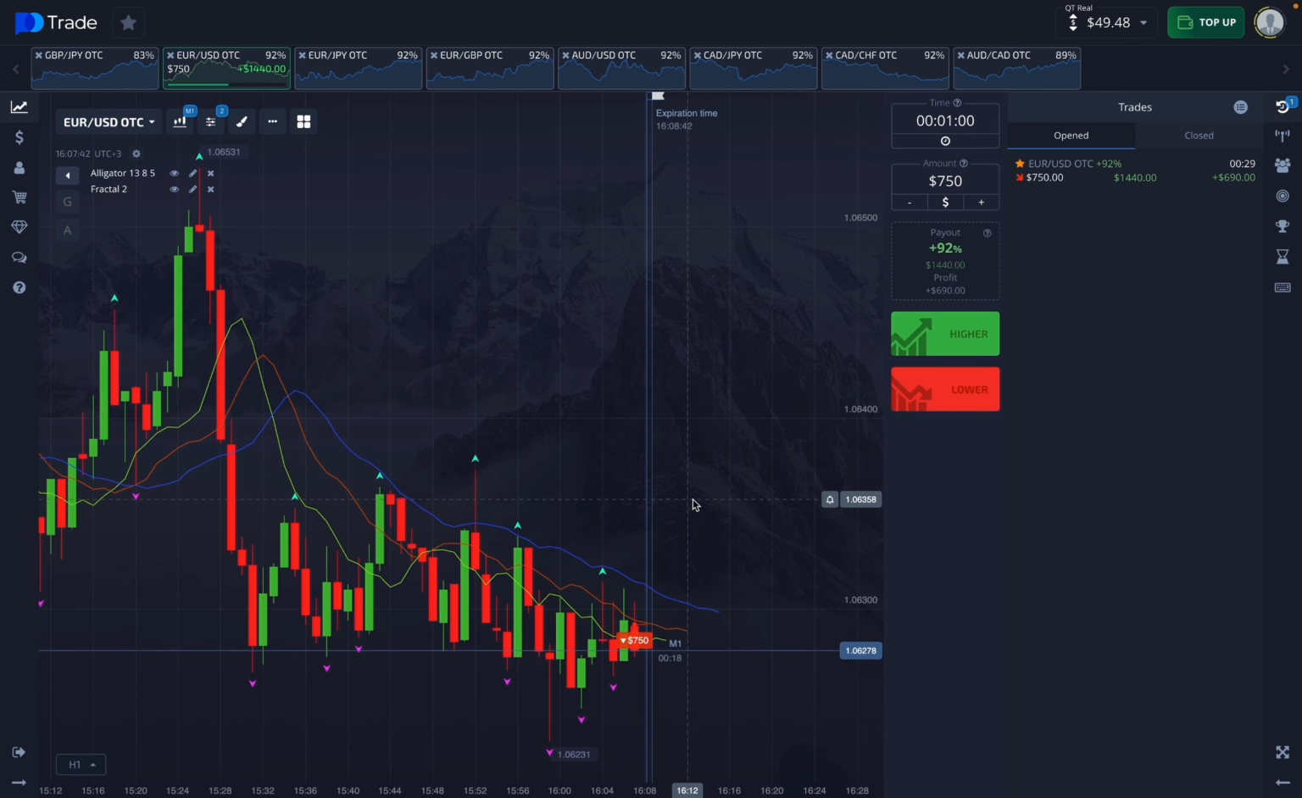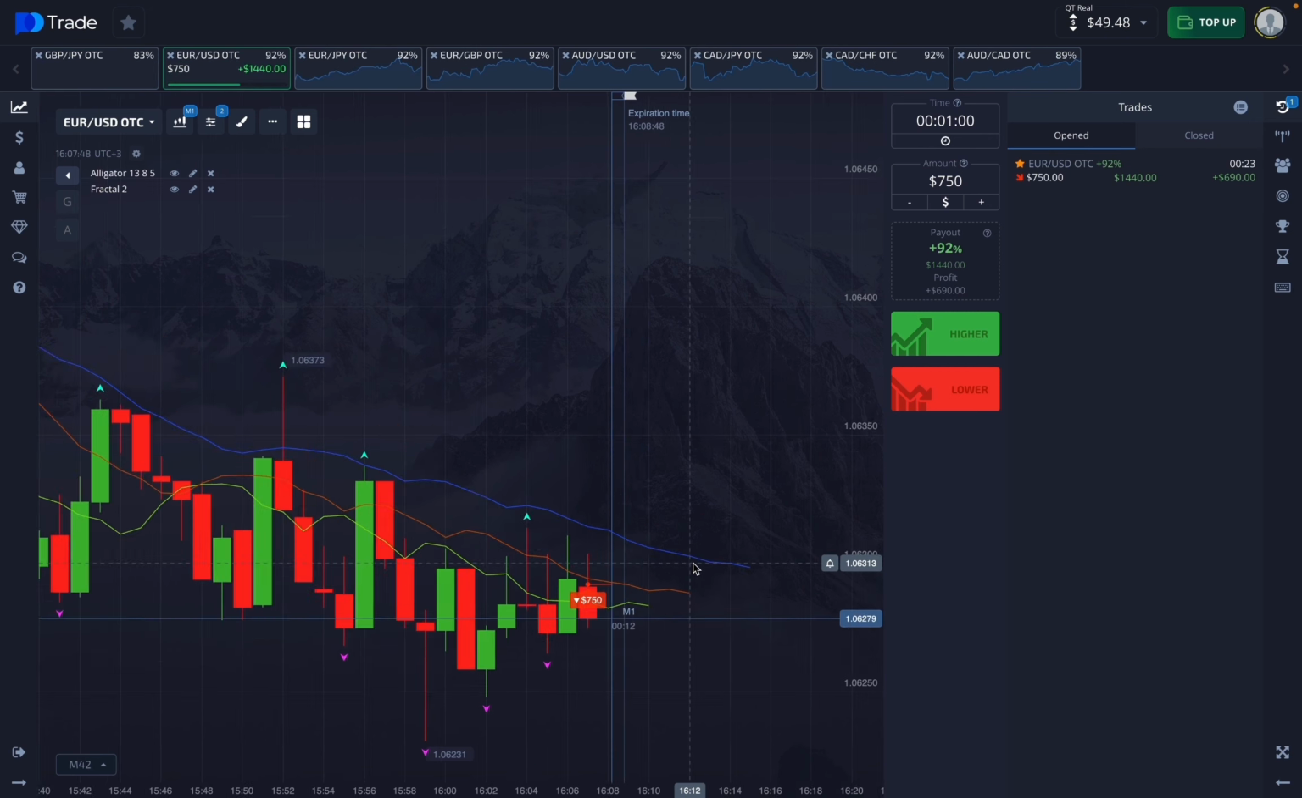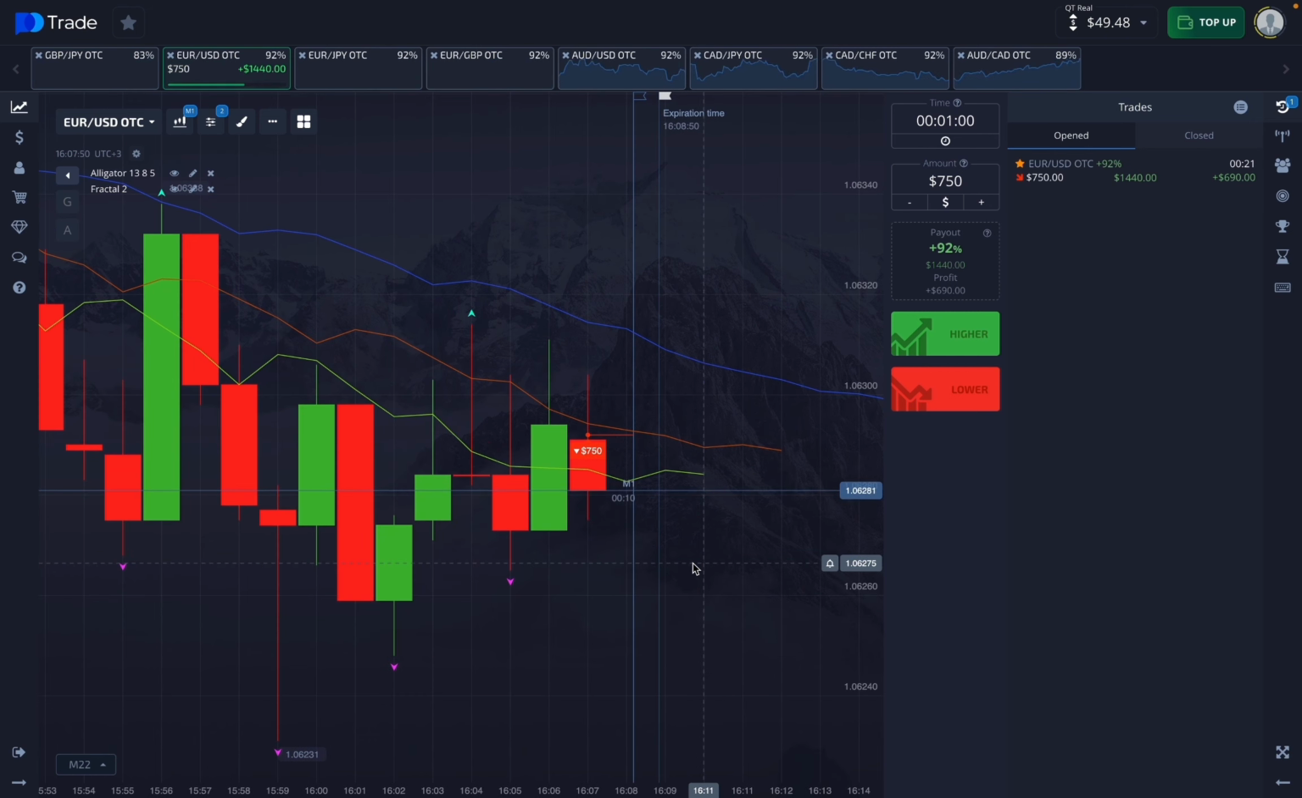Let's wait for the end of the transaction. It remains in the region of 20 seconds. And our second transaction is closed in plus. There was nothing complicated here. The correct opening time and also the correct analysis of the indicators. What they showed us led us to success. Let's continue trading.